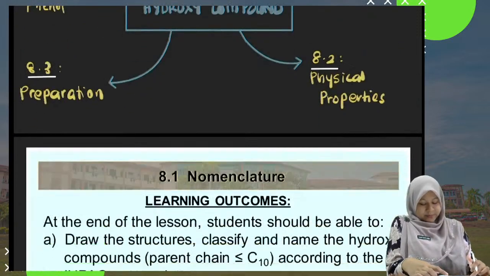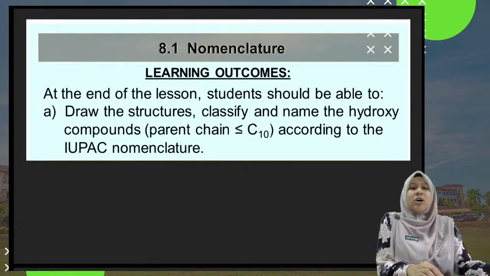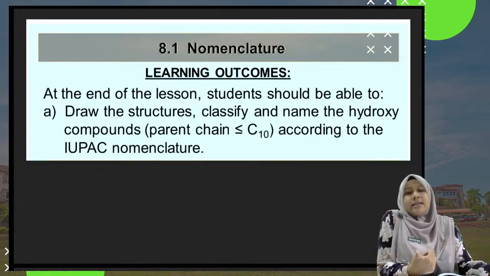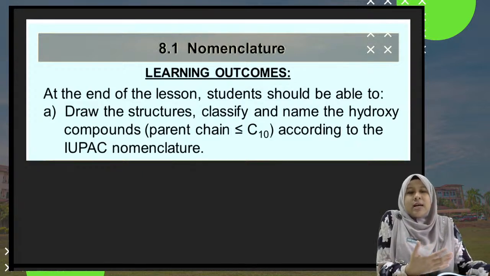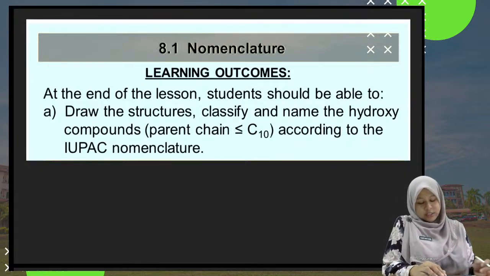So we go first for the nomenclature. This is the learning outcome for the nomenclature. We hope that at the end of the lesson, students should be able to draw structure, classify and name the hydroxy compounds, which have parent chain less than or equal to 10, according to the IUPAC nomenclature.